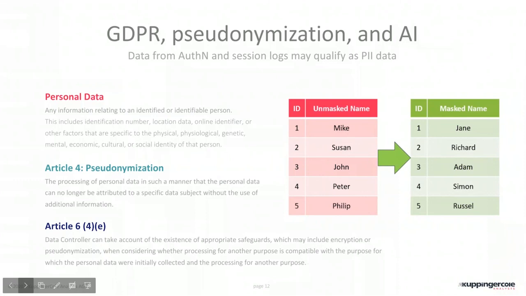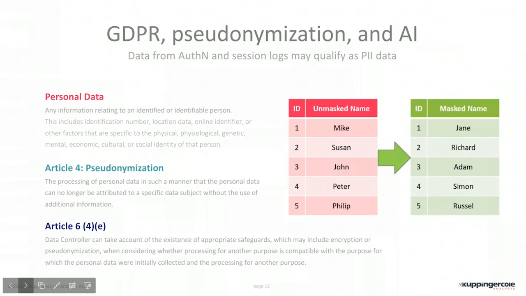So anonymization or pseudonymization are possible options here to protect the rights of individuals while still gaining realistic value from data sets. Pseudonymization refers to the processing of personal data in such a manner that the personal data can no longer be attributed to a specific data subject without the use of additional information. So the data controller can take account of the existence of appropriate safeguards, which could include encryption or pseudonymization, when considering whether processing for another purpose is compatible with the original purpose.